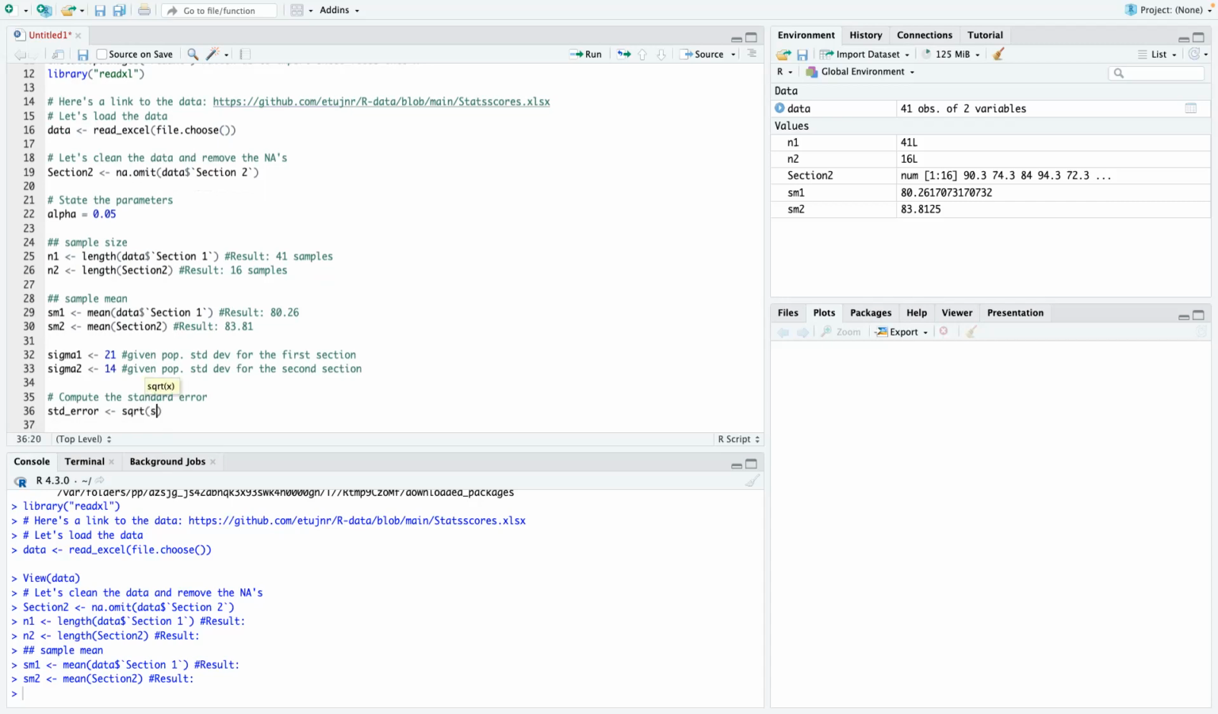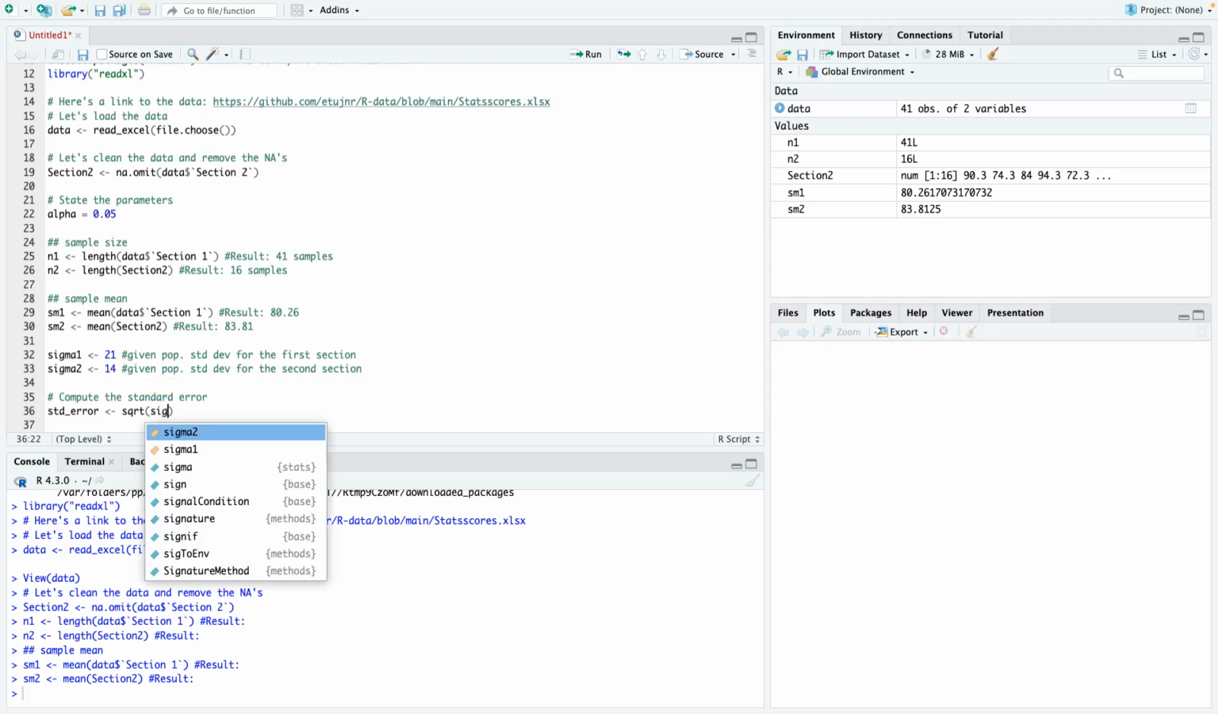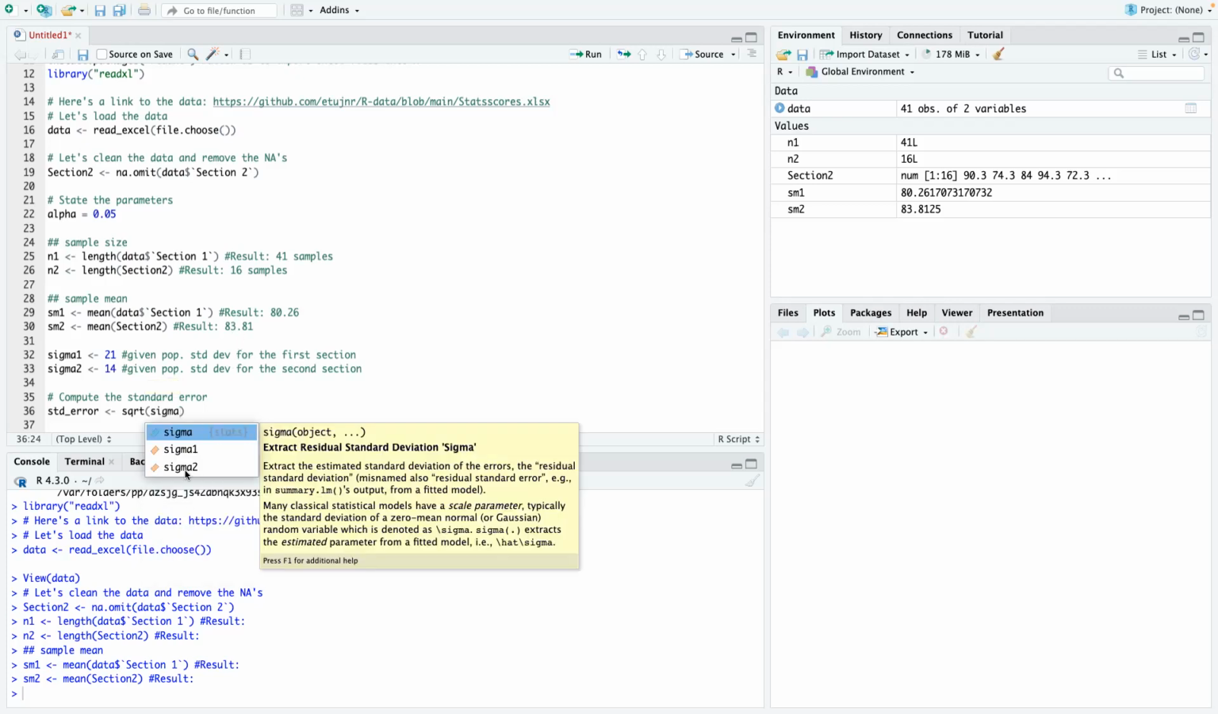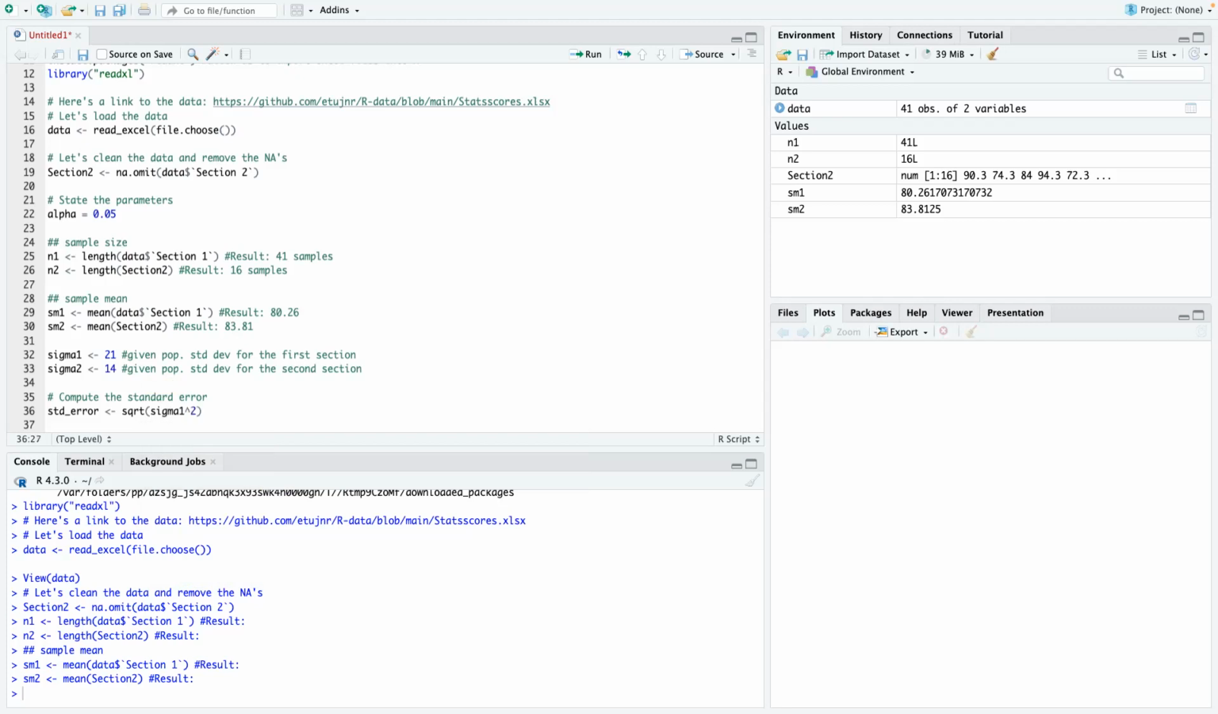So the equation is the square root of sigma 1 raised to the power 2 divided by n1, and then sigma 2 squared divided by n2. Right, that's the equation for standard error. Apologize for the error on my part. And then we'll just call this back here and put the result so you can see it beside it.